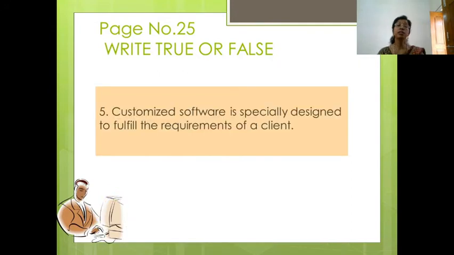Fifth one. Customized software is specially designed to fulfill the requirement of a client. Just now we have studied about customized software. What is the answer? True. This statement is true. A customized software is specially designed to fulfill the requirements of a client. So the fifth answer is true.